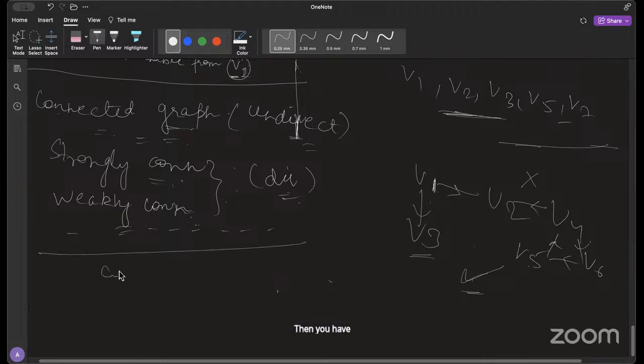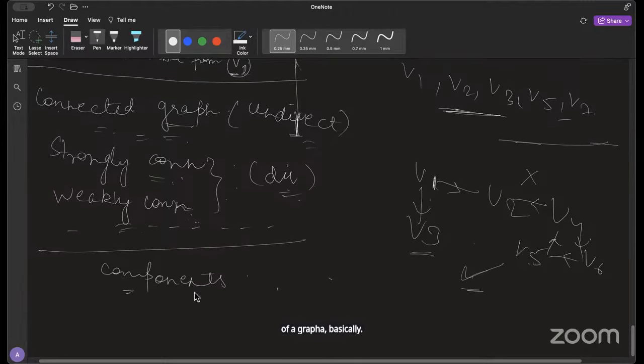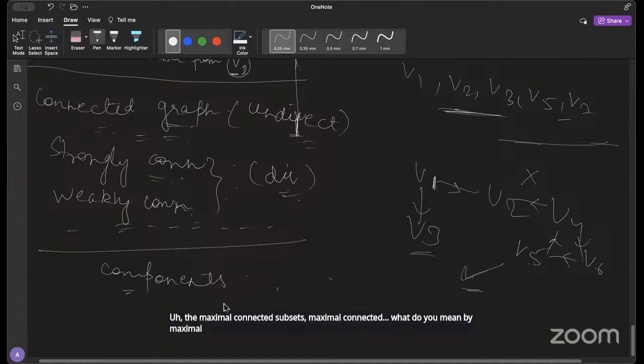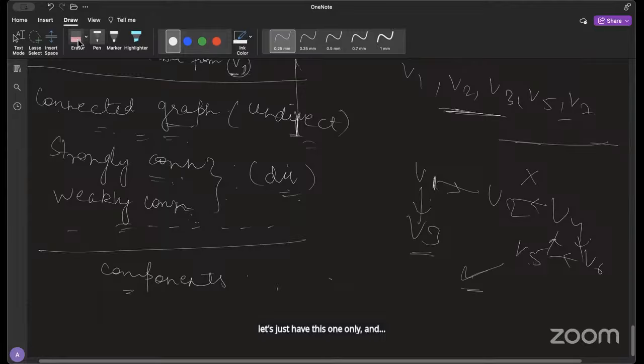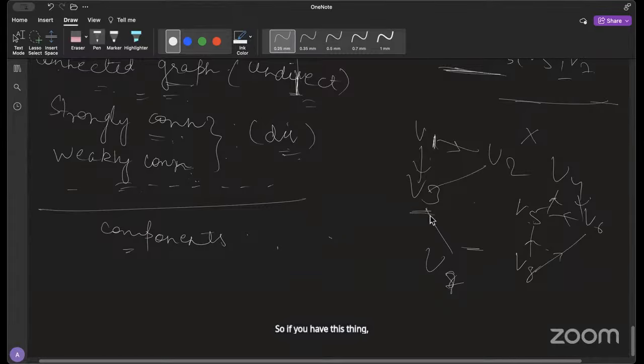Then you have something called components. So components of a graph are basically the maximal connected subsets. Maximal connected, what do you mean by maximal connected? Or you can say maximal connected graph from a vertex. So let's just have this one only. This one's not a very nice example for this, so let's take this V7 and let's have a V8 here. So if you have this thing, let's ignore the signs for this graph for now.